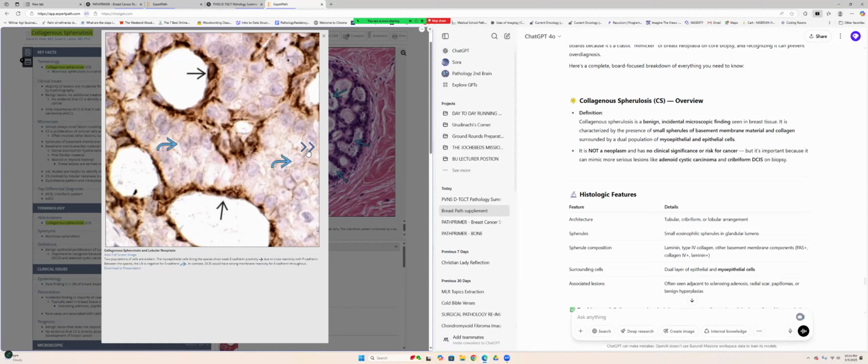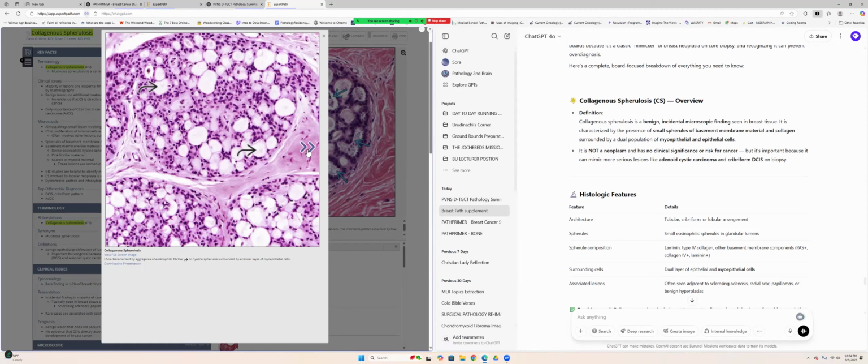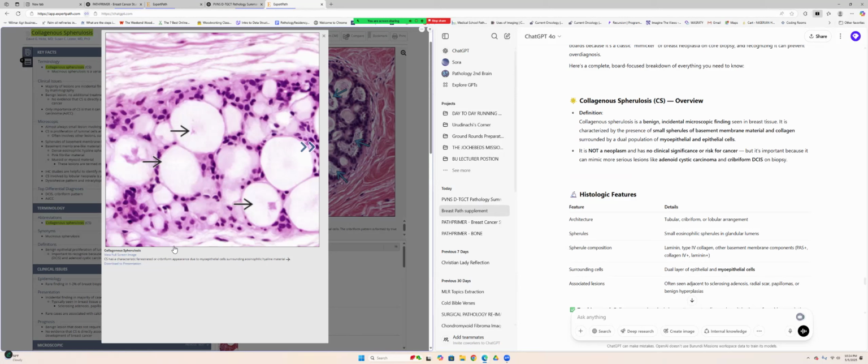Sometimes you may have collagenous spherulosis involving tubular neoplasia. So this is collagenous spherulosis. Collagenous spherulosis consists of aggregates of eosinophilic fibrillar or hyaline spherules, surrounded by an inner layer of myoepithelial cells. It has the characteristic appearance of cribriform spaces due to myoepithelial cells surrounding eosinophilic hyaline material.